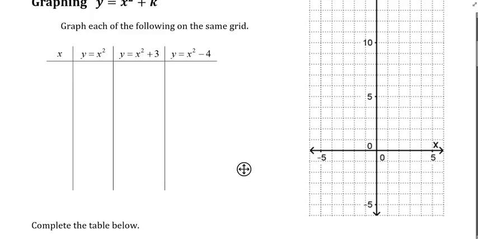Does everybody understand me about that? That is not how we're going to do this. In fact, what we're trying to learn today, we're going to notice two things. And those are going to help us graph without a table of values.